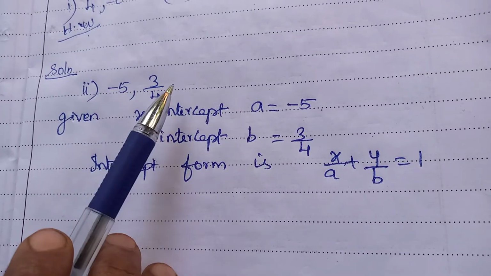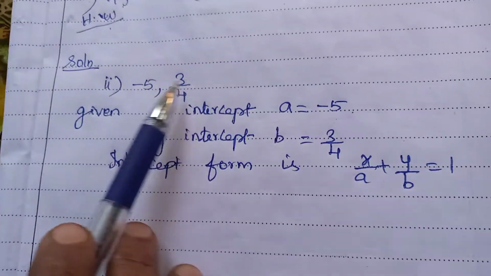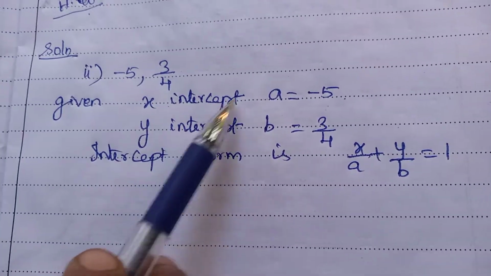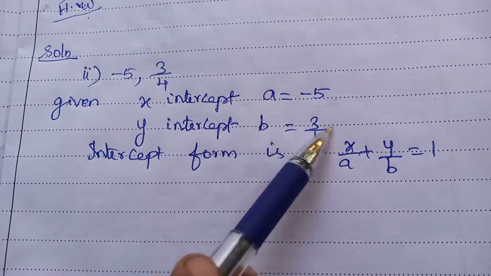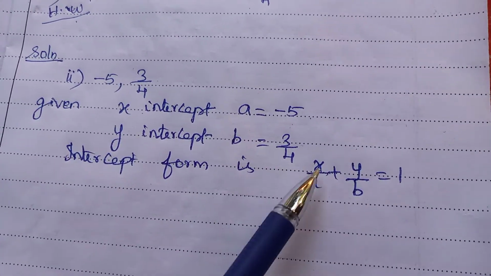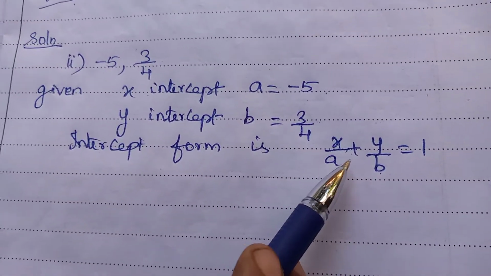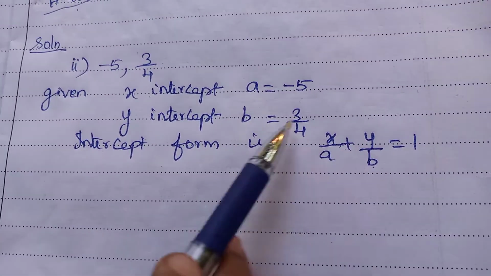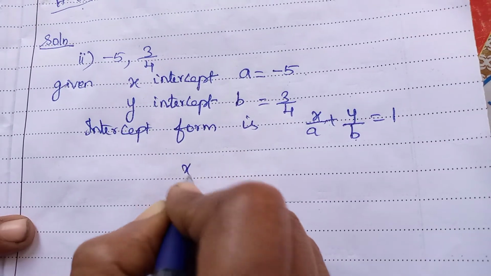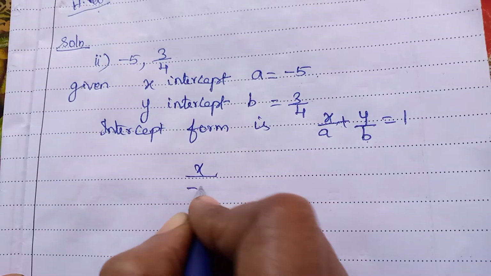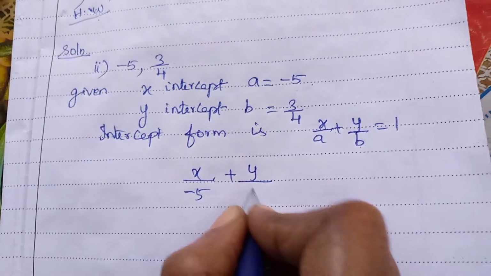Here both the intercepts are given, x-intercept and y-intercept. The first one is the x-intercept, the second one is the y-intercept. So x-intercept a is equal to minus 5 and y-intercept b is equal to 3 by 4. The intercept formula is x by a plus y by b is equal to 1. Let's substitute a is equal to minus 5 and b is equal to 3 by 4 in this equation.